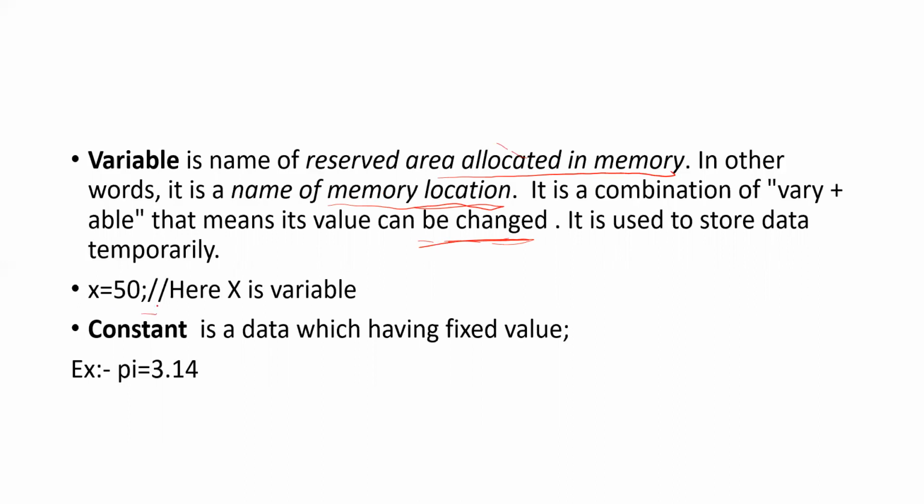X is 50, next time X is 60 can be possible, X is 100 can be possible. So the value can be changed. The data whose value has to be changed, not fixed, that is called a variable. And the constant, whose value is fixed and never changed, that is called a constant. So these two things we are also going to use in our algorithm or program. That's why I am explaining what a variable and a constant are.